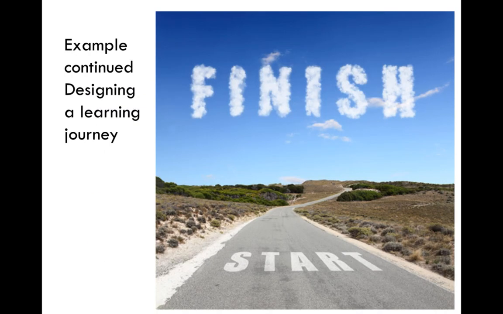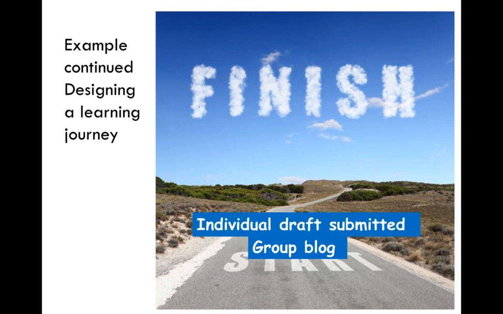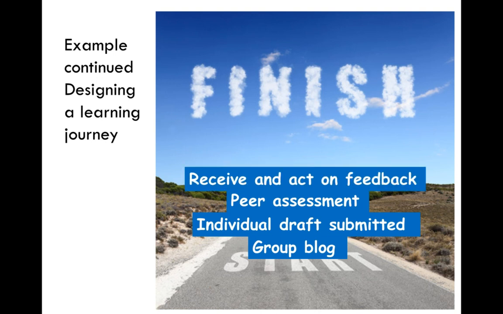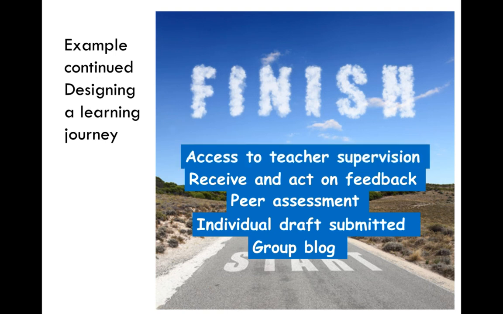The peer assessment activity was designed like this. Students were put in groups of 6. Each group got a blog on Blackboard. Each student submitted a draft framework for the report. The group members then peer assessed each other's drafts. The students went back to the blog to look at the feedback they had received and to act on this, improving their draft. This was their ticket to be allowed to get supervision from the teacher.